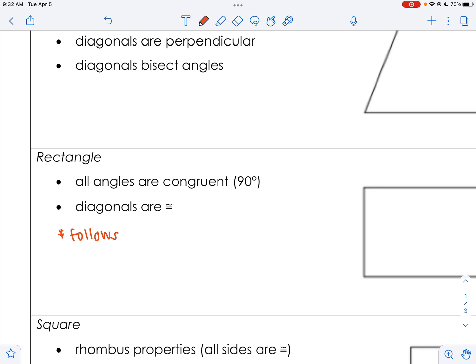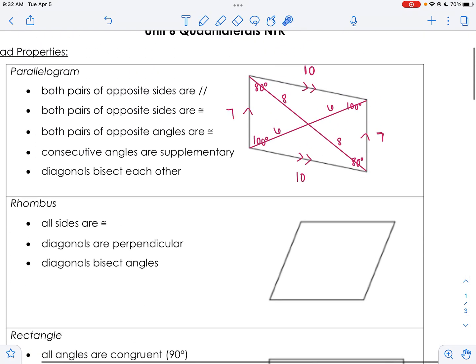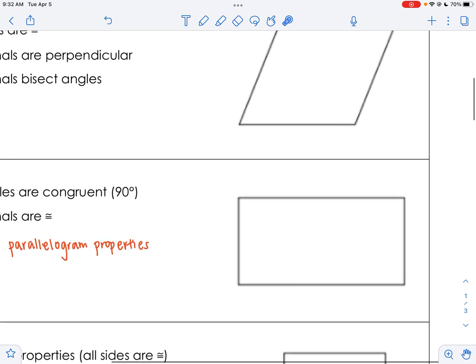So make a little note that it follows the parallelogram properties, plus a few more because it's a specific type of parallelogram. Now, in a rectangle, all those rules from before were true. So for example, the opposite sides are congruent. So if this side is 5, then that side is 5. If this side is 6, then that side is 6.